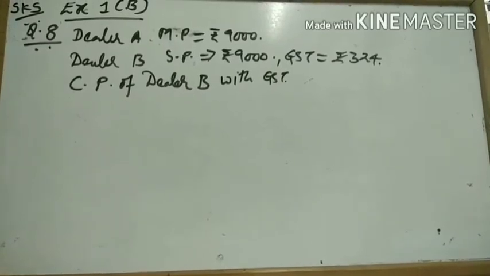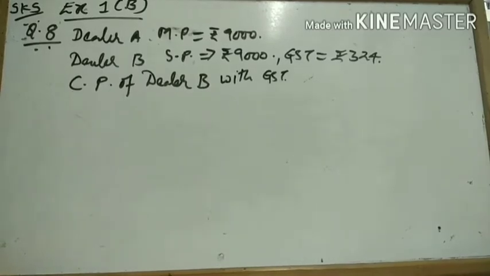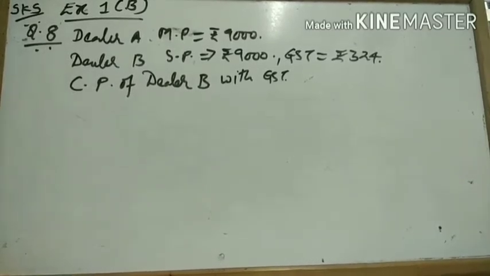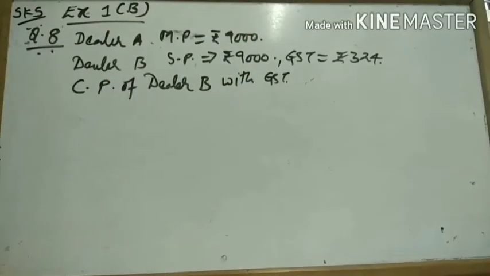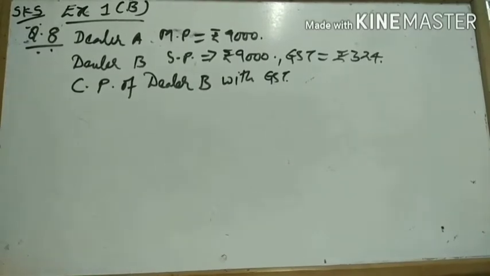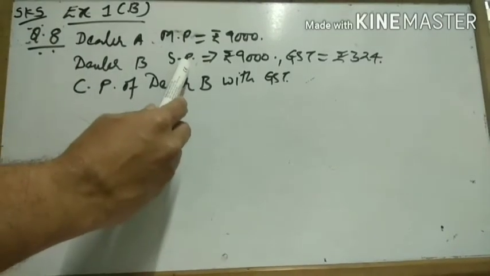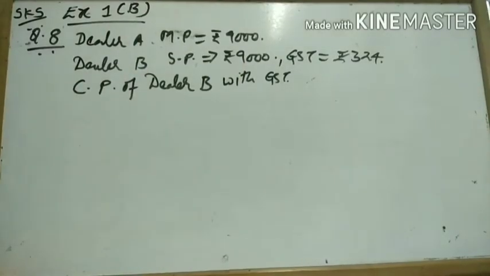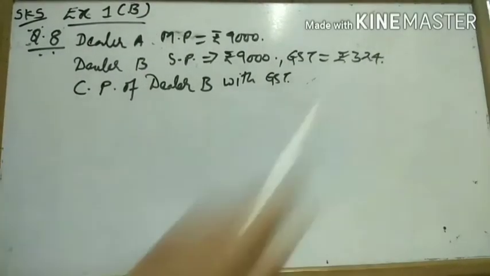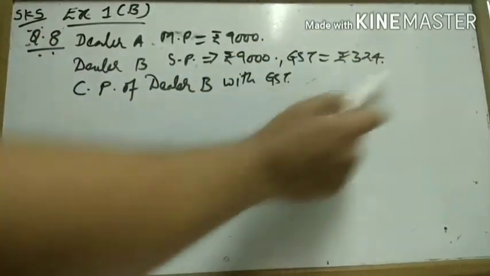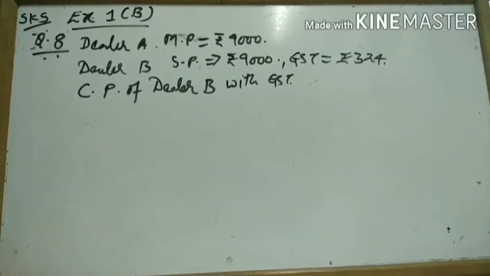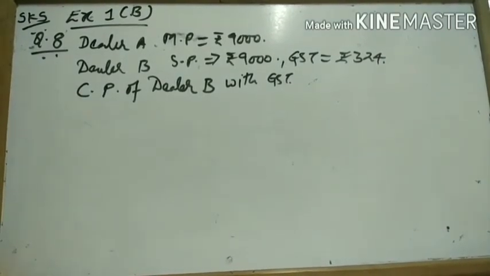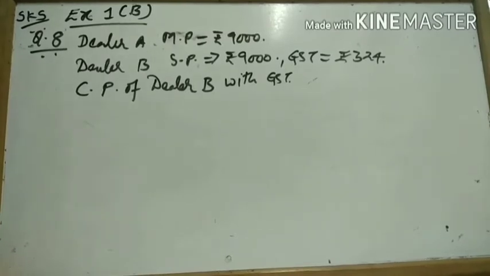Now we shall see a very interesting question. Question number 8 from exercise 1B. There are two dealers, dealer A and dealer B. Dealer A marks an article at rupees 9,000 and he sells to dealer B at some discounted rate, which discounted rate is not given to us. Dealer B sells that object at the marked price, that is 9,000, and he pays GST as 324. My dear friends, GST paid here by dealer B is 324. That means on his profit he is paying 324. I hope that was made clear in question 2 when I explained that particular thing.